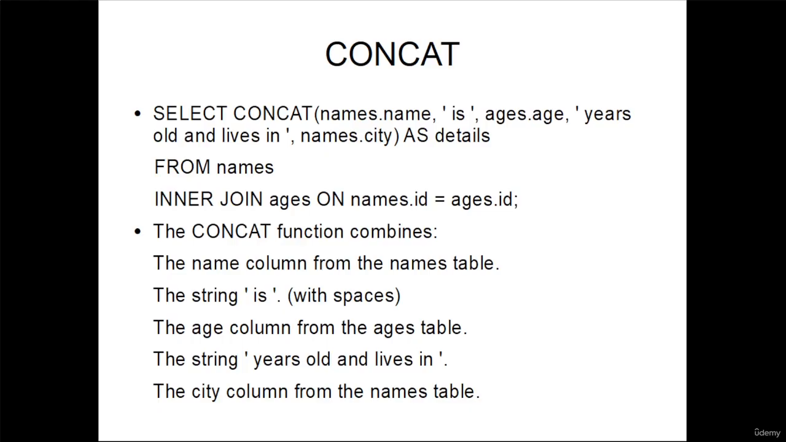Age is assumed to be a numeric type, which SQL automatically converts to a string for concatenation. ' years old and lives in ', a literal string with a leading space to separate from the age, and a trailing space to separate from the city. This provides context and ensures readability. names.city, the city column from the names table, like New York. The AS details clause renames the output column to details, making it descriptive and user-friendly. Without this, the column might be named concat or a database-specific default, which is less intuitive.